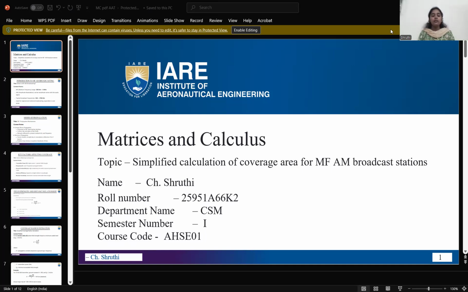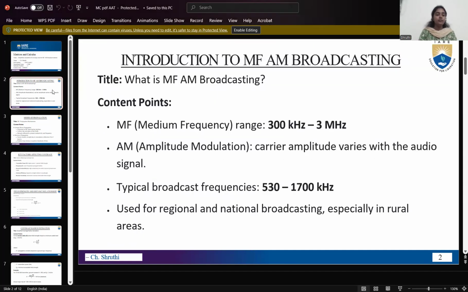Today, my topic is about simplified calculation of coverage area for MF AM broadcast stations. Let's see the topic. The first slide is about the introduction to MF AM broadcasting. What is MF AM broadcasting?